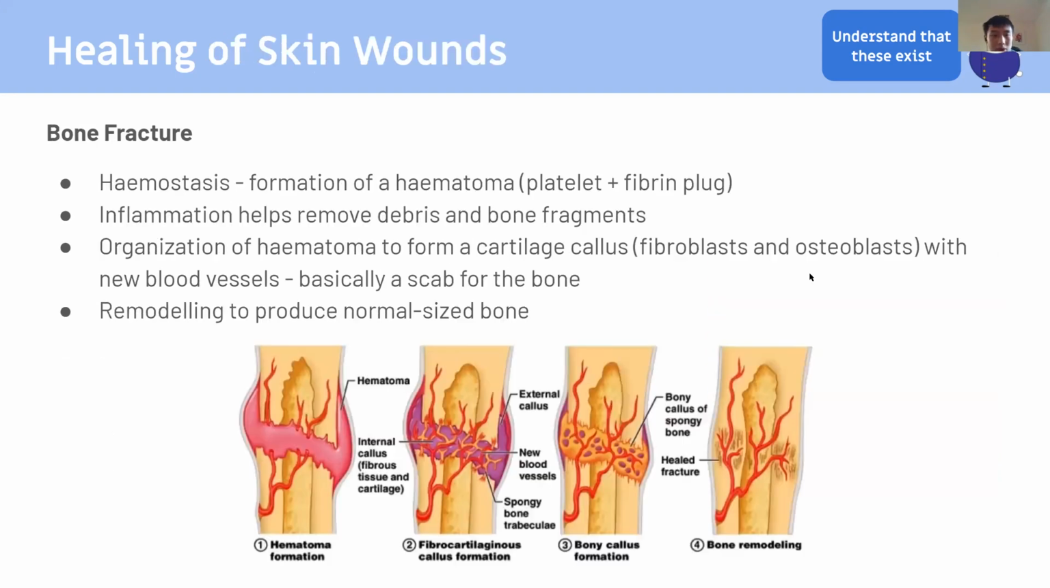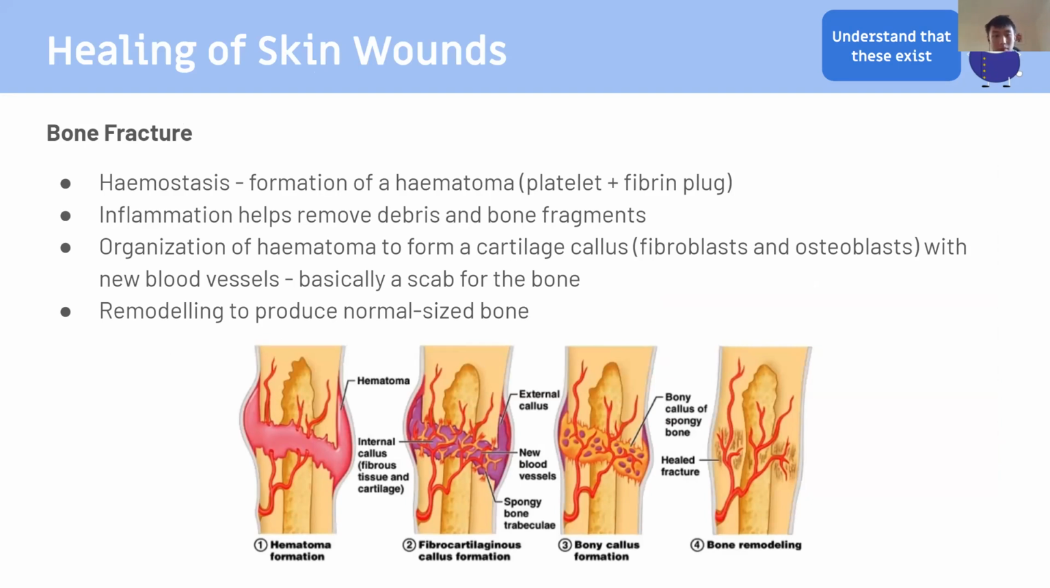Next, please. And then just a bone fracture, you don't really need to know this either, but it's an example they give. So if you break your bone, you'll have hemostasis, it will stop the bleeding, and you'll have something called a hematoma, which you can see in the diagram, which is basically just like the platelet and fibrin plug. You'll have inflammation. This inflammation will help remove like bone fragments, stuff like that.